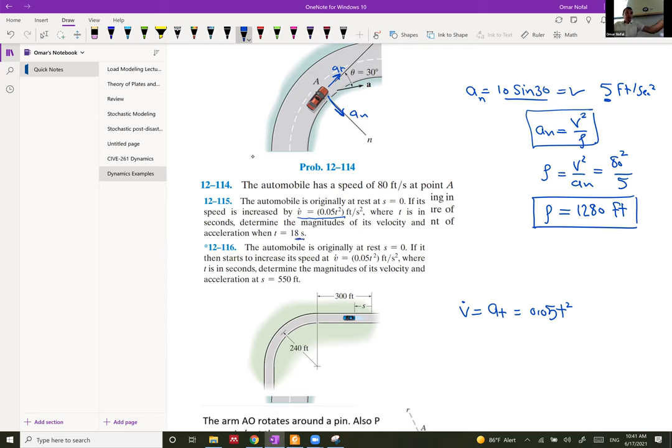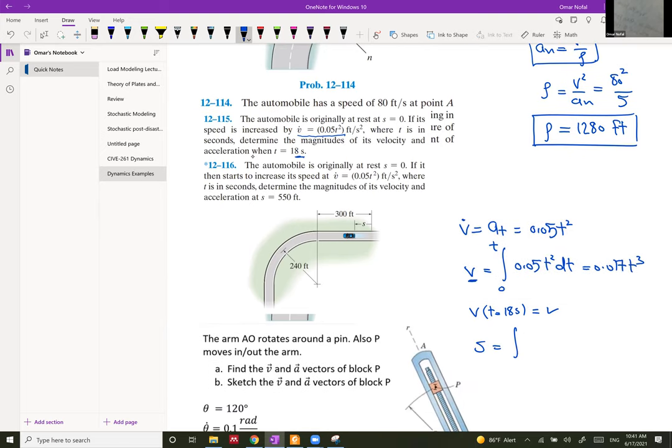So you basically will integrate this to get the v tangent. If you want to get v, you will integrate 0.05 t squared dt from 0 up to time t, and this should be equal to 0.017 t cubed, and then you can get the V at t equal 18 seconds. If you want to get the position, you will integrate V with respect to t, and then you will get S, and then finally you can know how much distance the body is from where it started.